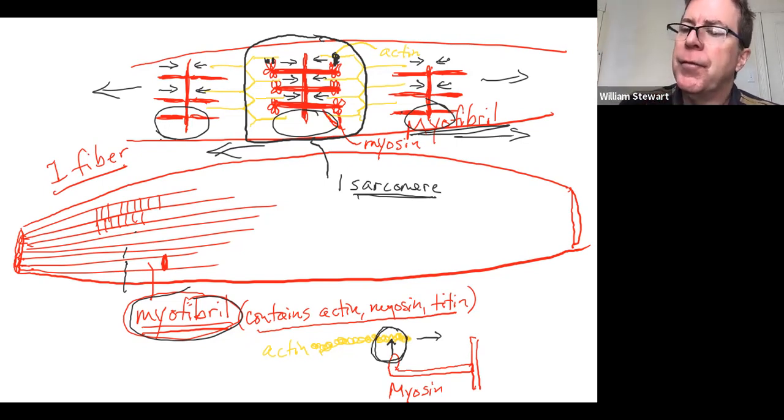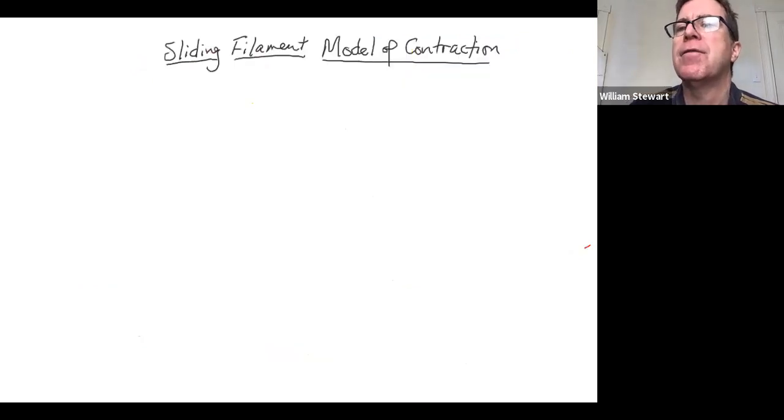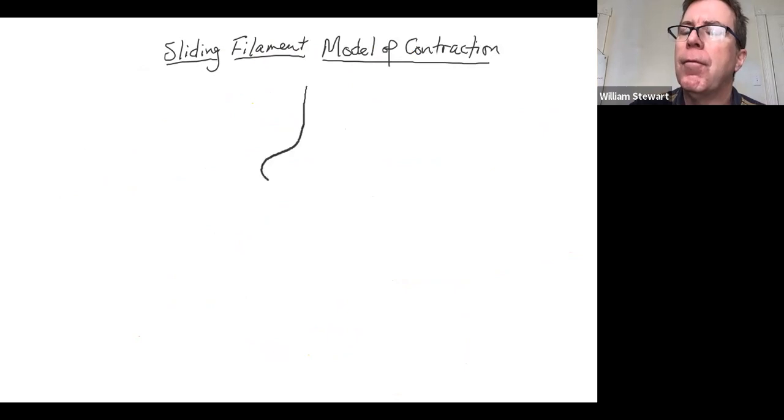Now I'm going to start with this sliding filament model of contraction. And in order to do that, I'm going to show you how a nerve cell is associated with a muscle cell.